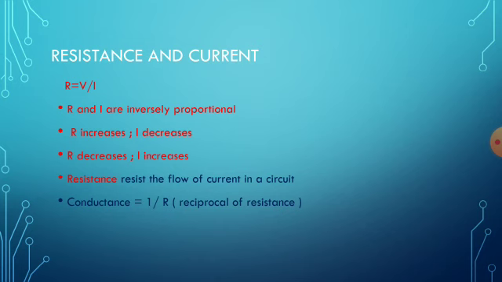So there is another term called conductance. It is nothing but the reciprocal of the resistance. So 1 by R is called the conductance. So if you use a small amount of resistance in the circuit, the conductance will be increased there.